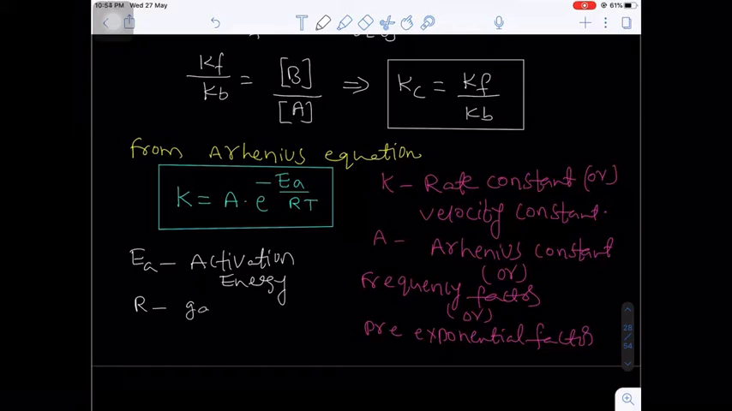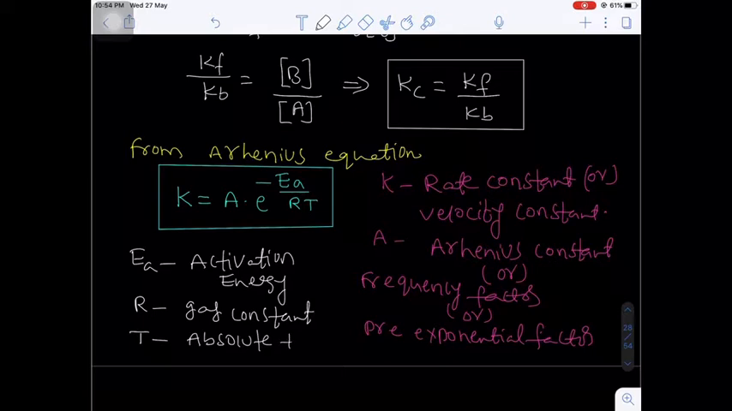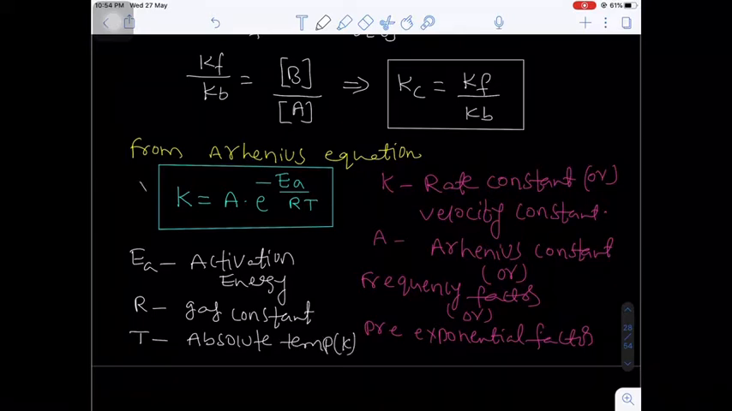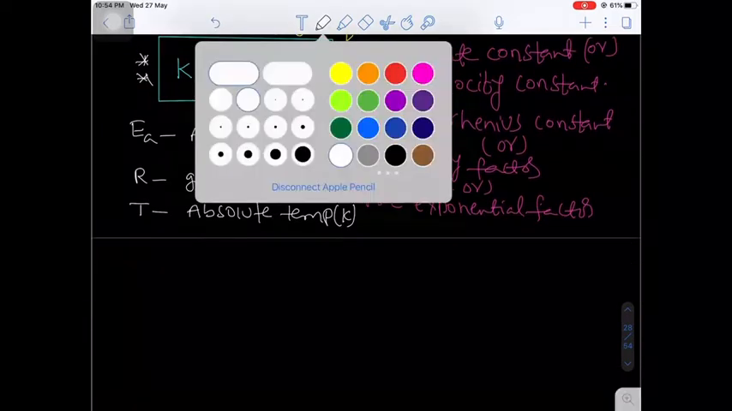Now here R is a universal gas constant and T is the absolute temperature, that is the Kelvin temperature. This equation is known as the Arrhenius equation. That is, K is equal to A into e to the power minus Ea by RT.